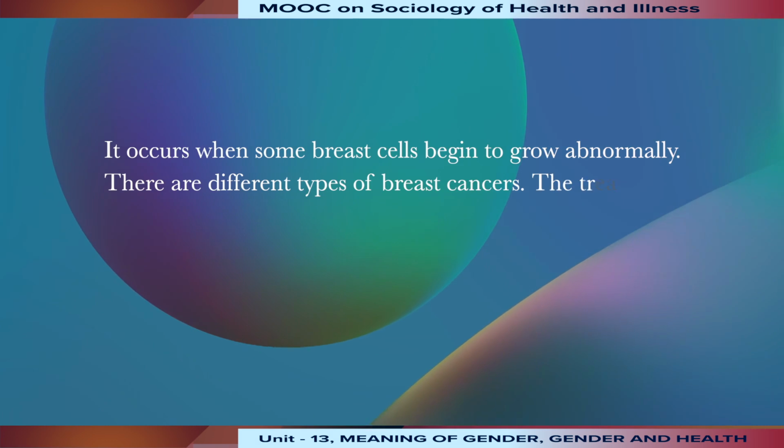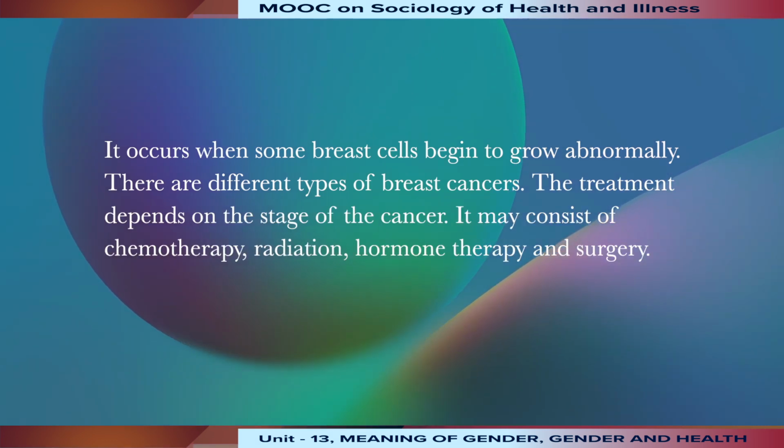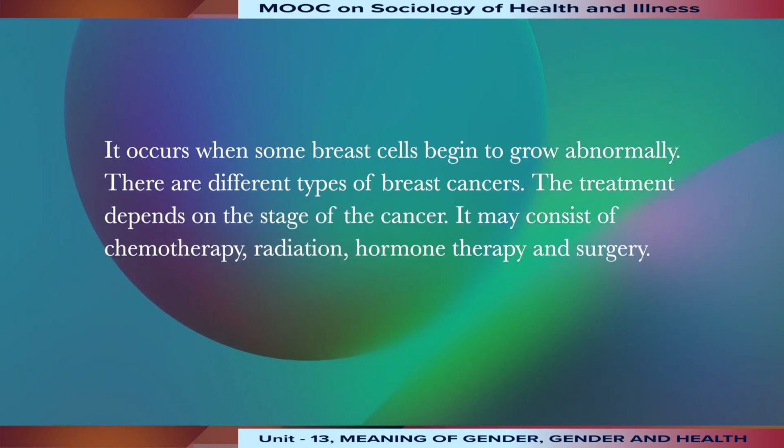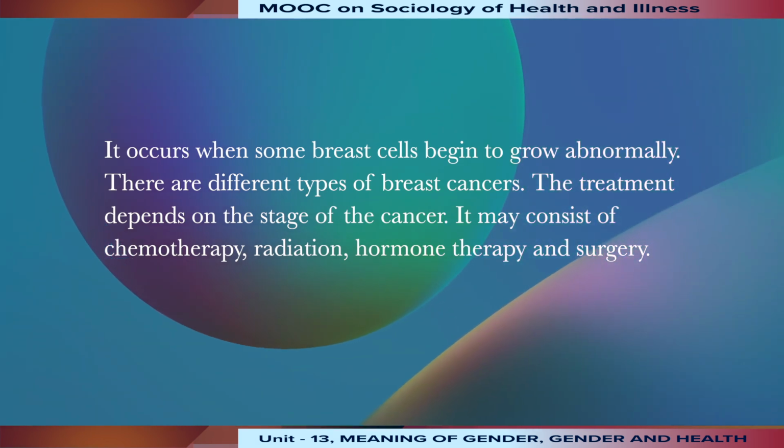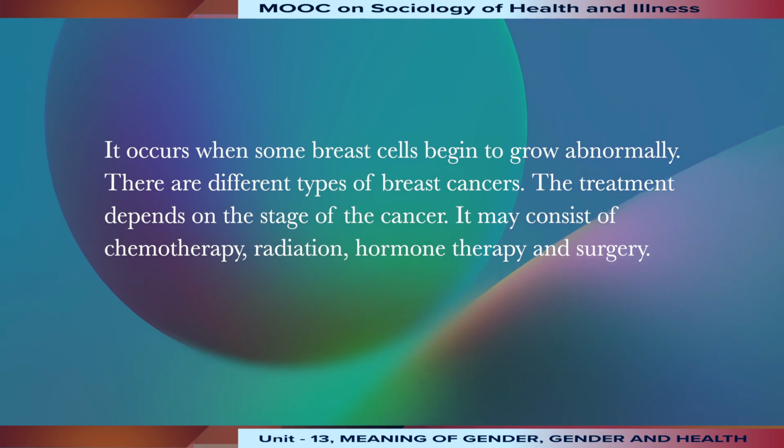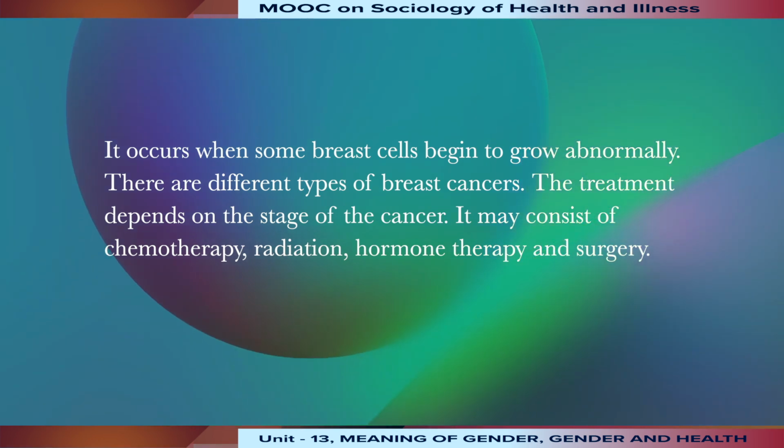It occurs when some breast cells begin to grow abnormally. There are different types of breast cancers. The treatment depends on the stage of cancer. It may consist of chemotherapy, radiation, hormone therapy, and surgery.